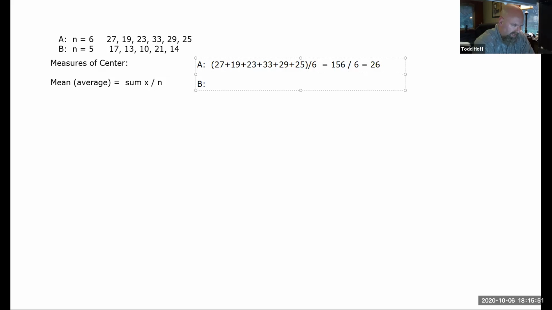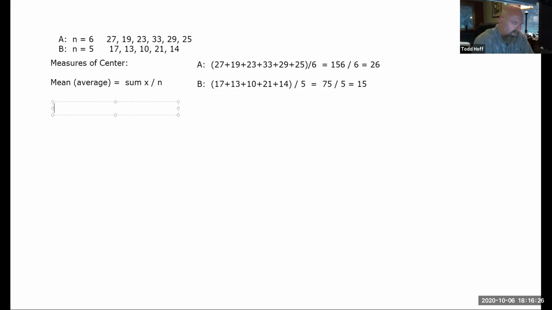For data set B, we'll do the same thing. So we've got 17 plus 13 is 30, plus 10 is 40, plus 21 is 61, plus 14 is 75, divided by 5. There's 5 items in that set. So 75 divided by 5 gives us a mean of 15 for set B. So that's one measure of center for each of those sets. So we can say that set A definitely has a larger center than set B.